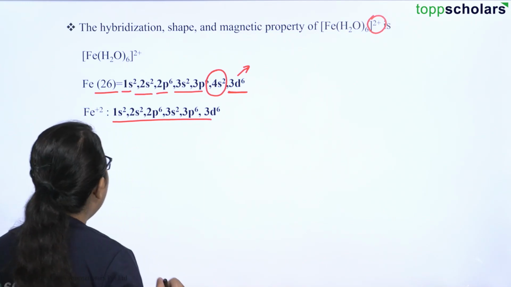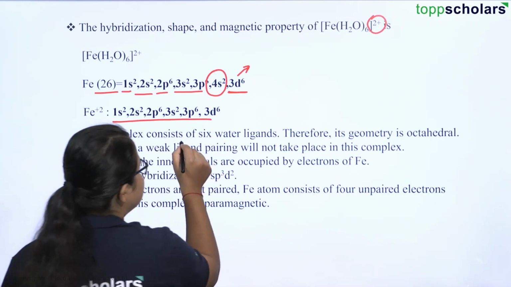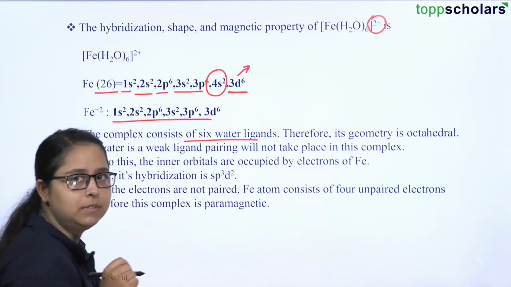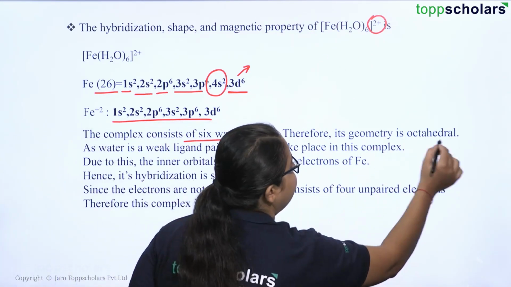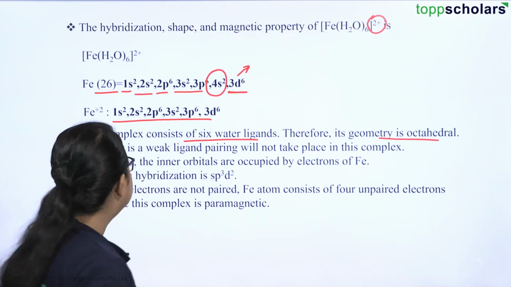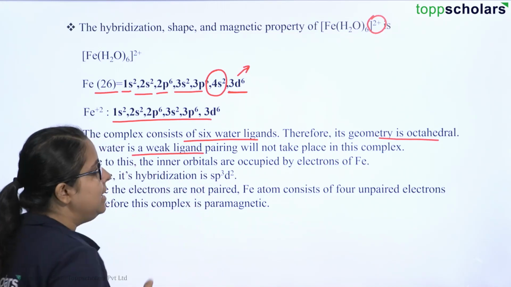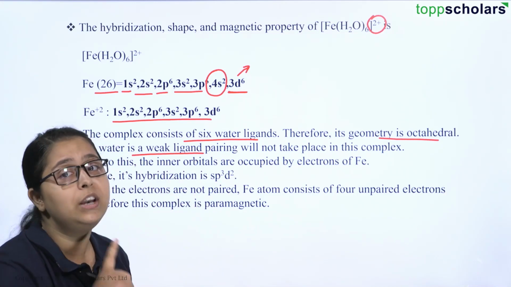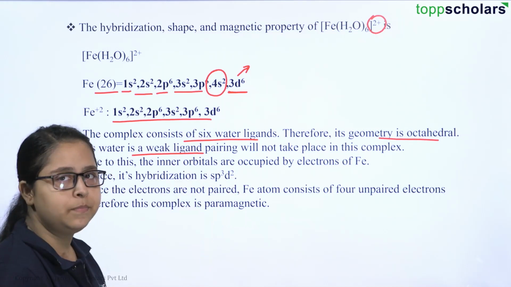Okay. Now coming over here, the complex is consisting of 6 water ligands, correct? Hence the geometry is octahedral. Right? Now, this water is a weak ligand and hence the pairing will not take place in this complex. Okay?